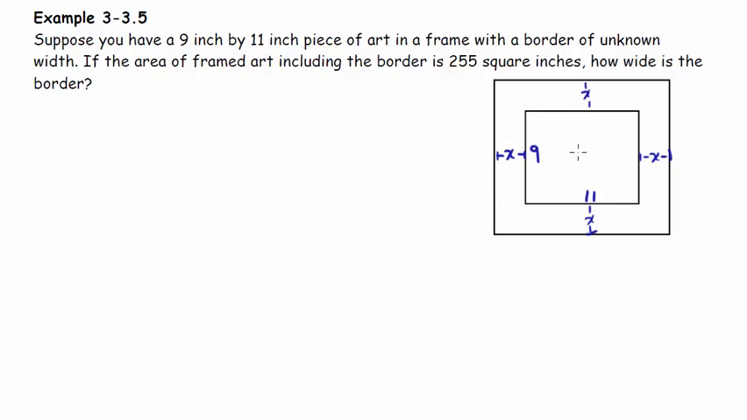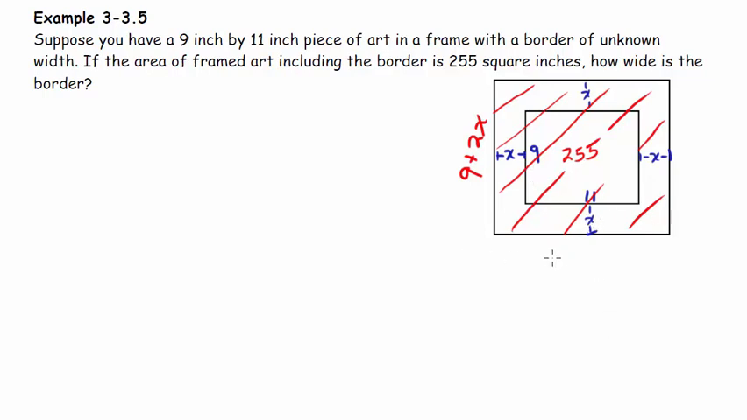Okay, now the area of the framed piece of art, so all of this, is going to be 255 square inches. So all of this, including my picture and my frame, is 255 square inches. Now we need to figure out how wide this frame is here. Well, if I had 9 for my art and I added X over here and X over here, this is going to be 9 plus 2 X's. One up here and one down here.